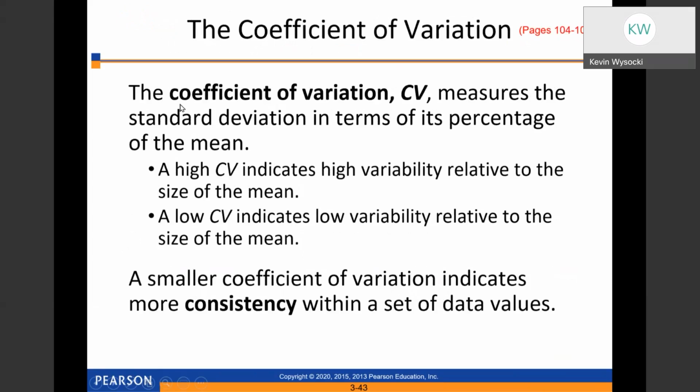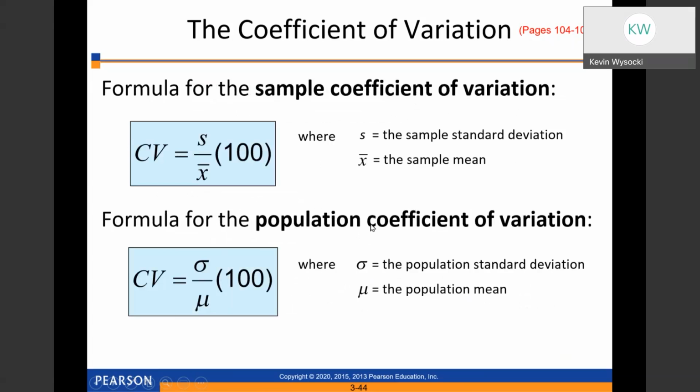So they use this next value called the coefficient of variation, called CV, and it measures the standard deviation in terms of its percentage of the mean. A high coefficient of variation indicates high variability relative to the size of the mean, and a low CV indicates low variability relative to the size of the mean. A smaller coefficient of variation indicates more consistency within a data set. So if we look at the formula for sample coefficient of variation, they have the same type of thing for the population one.